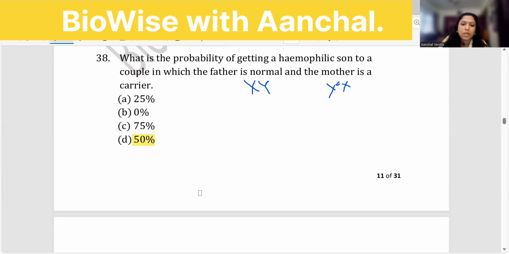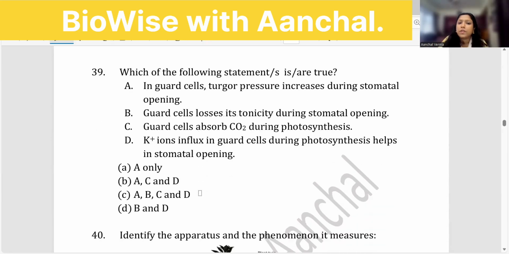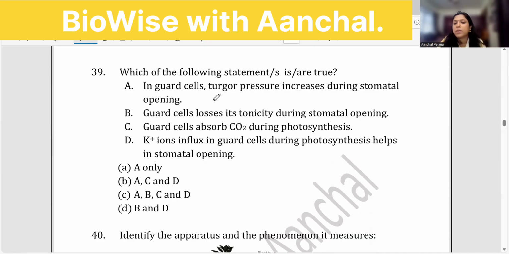Okay. Moving to the next question. Which of the following statements are true? Let us find out how many statements are true. In guard cells, turgor pressure increases during stomatal opening. That is right. Guard cells lose their tonicity during stomatal opening. That is wrong. Guard cells absorb carbon dioxide during photosynthesis. And K ions influx in the guard cells during photosynthesis.